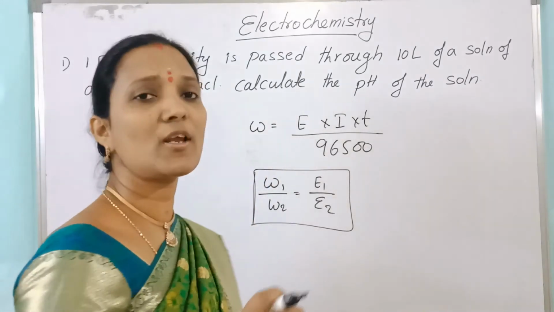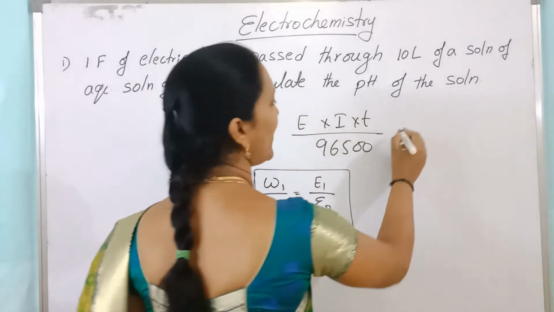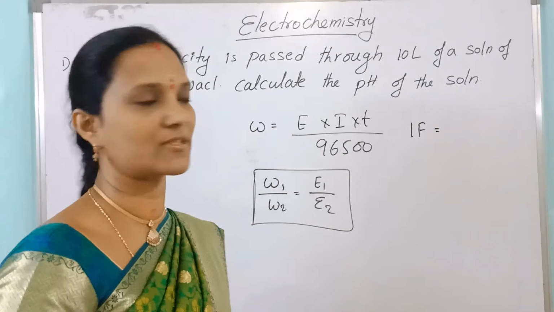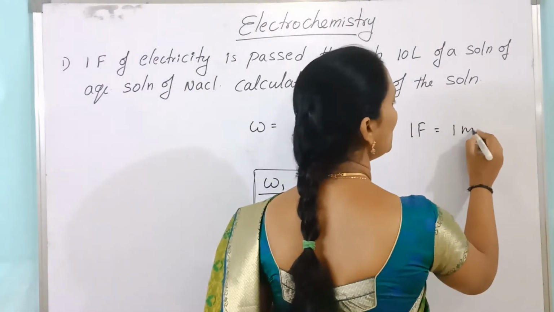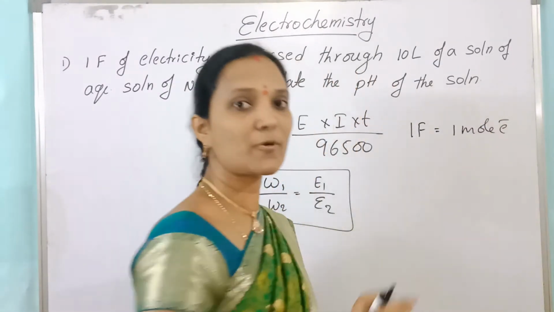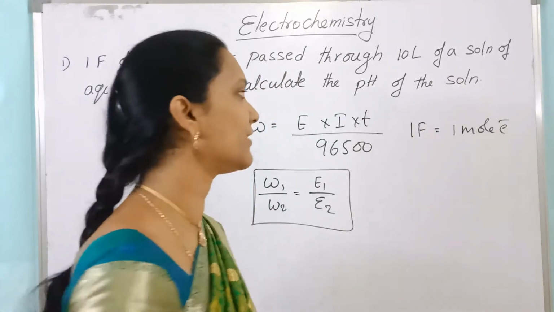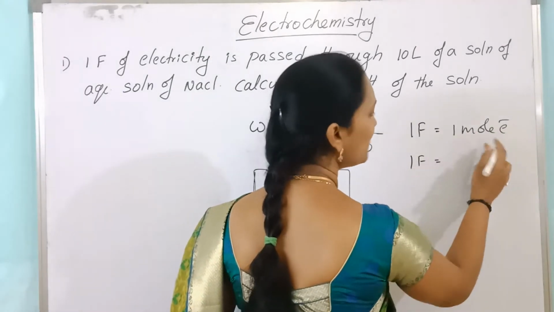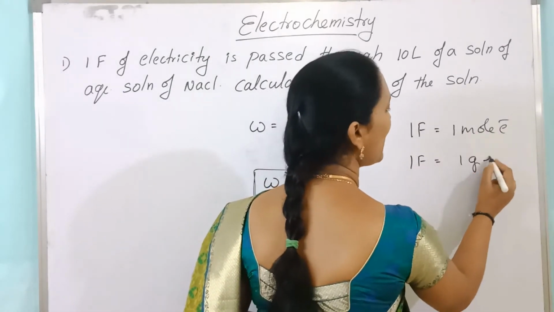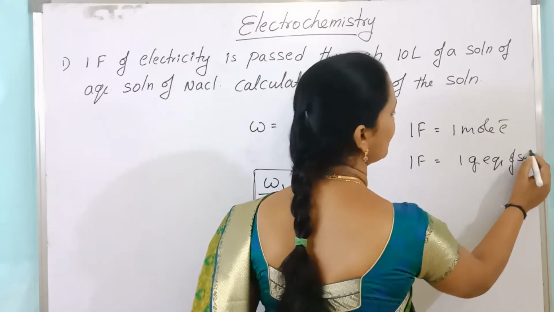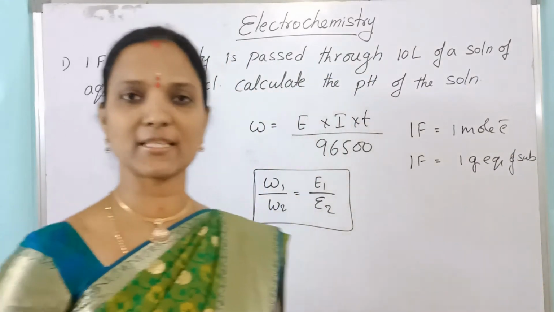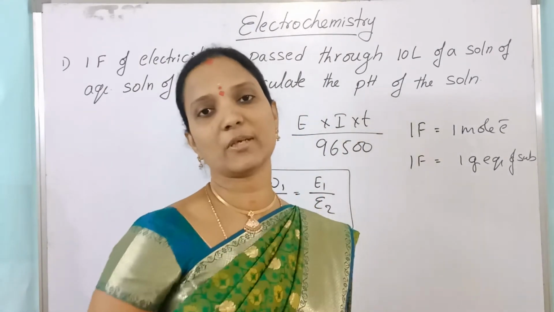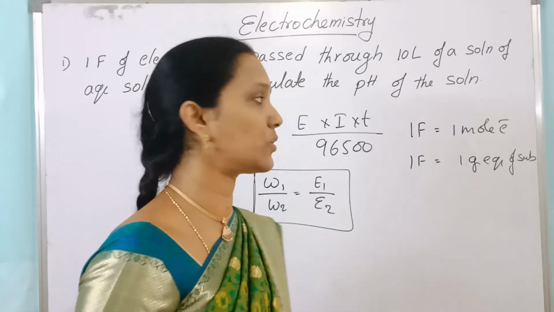And next, some small hints to solve the problems. 1 Faraday is nothing but 96,500 coulombs. 1 Faraday means 1 mole of electrons. In problems related to electrons, whenever 1 Faraday is given, it means 1 mole of electrons, and it is equal to 1 gram equivalent of any substance. When 1 Faraday of electricity is passed, how much substance do we get? 1 gram equivalent of any substance.